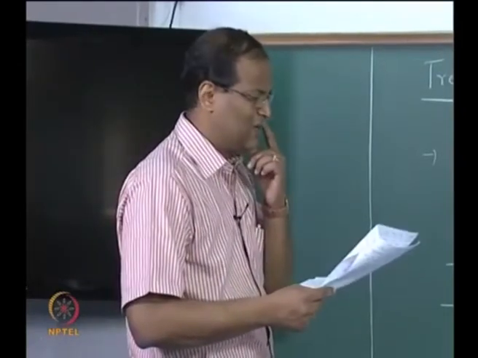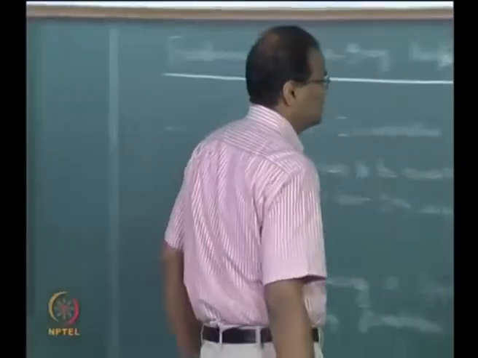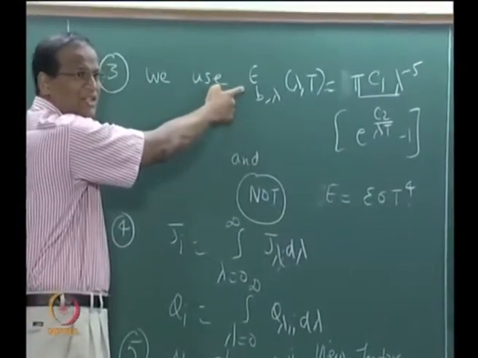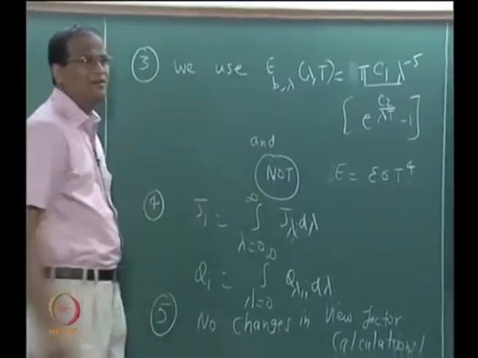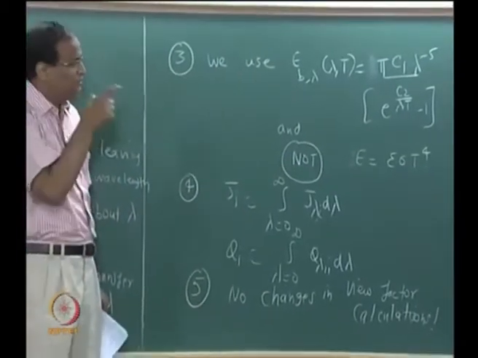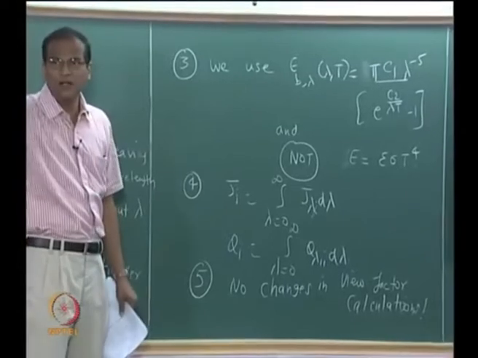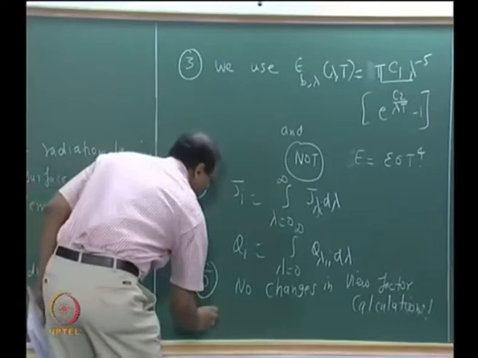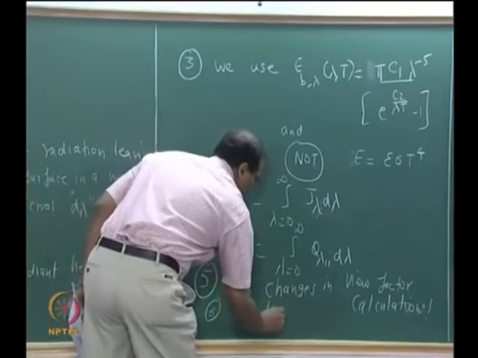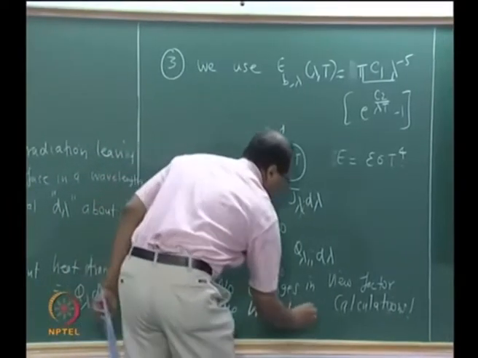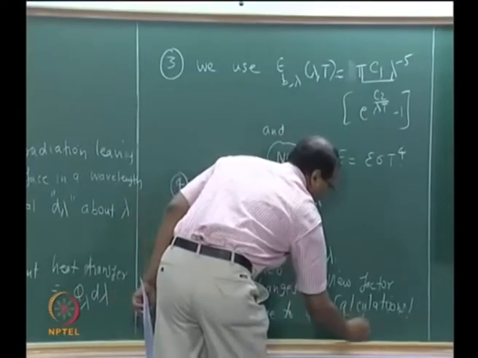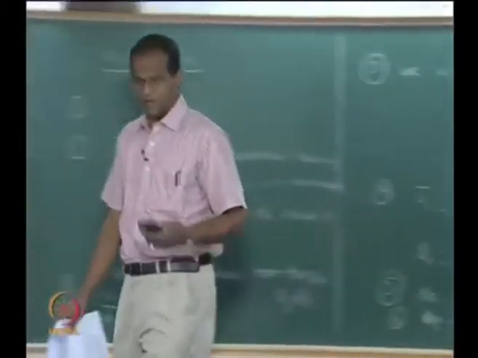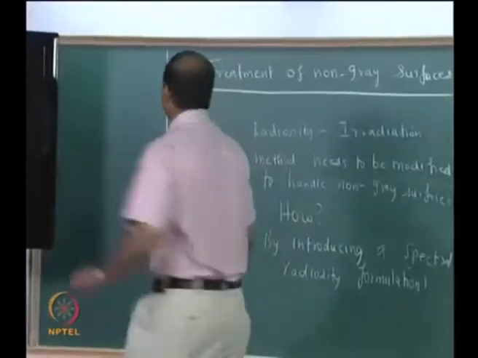Now, most importantly, since epsilon lambda is a function of lambda, in various wavelength intervals I have to use what? I have to use F charts. So this is the background required for a spectral radiosity formulation.